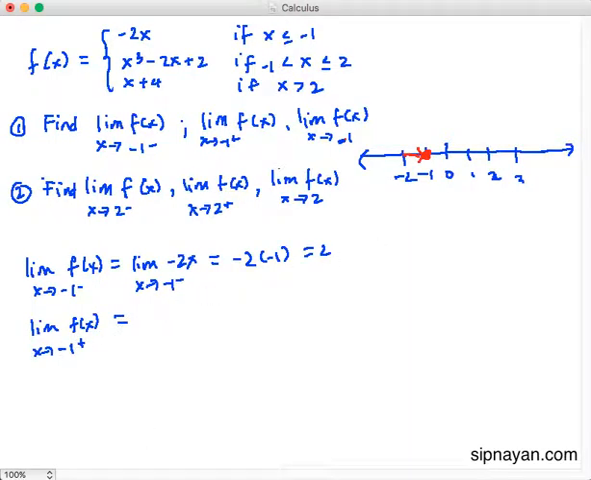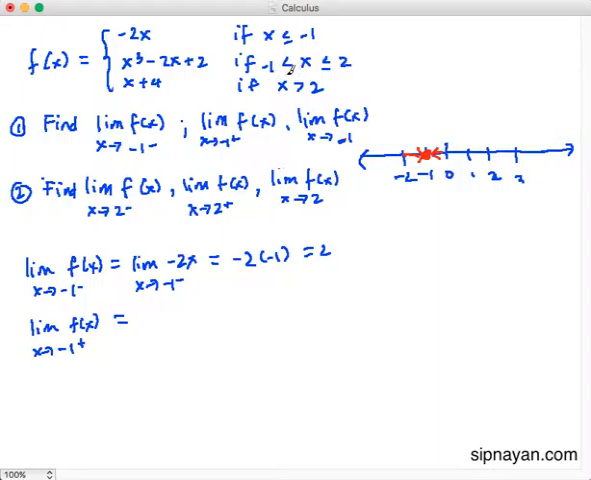Now, from the right naman, ibig sabihin, nasaan ka galing? Negative 1 from the right. Ito yung negative 1 mo from the right. These are numbers that are greater than negative 1, but are close to negative 1. So, nasaan yung number na greater than negative 1 but close to negative 1? Dito siya, di ba? So, nandito yung negative 1, tapos nandito yung x is greater than negative 1.